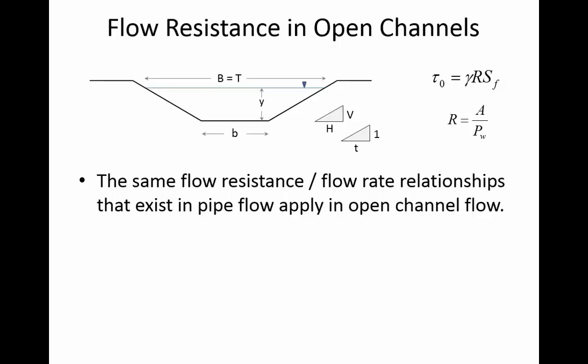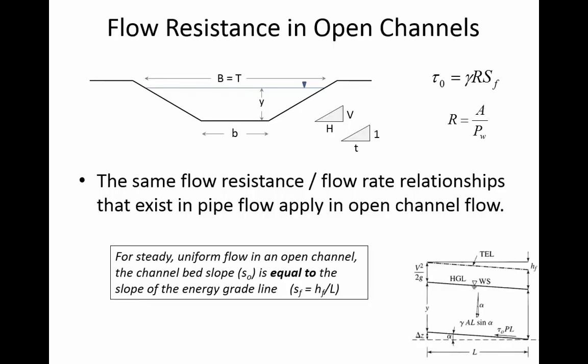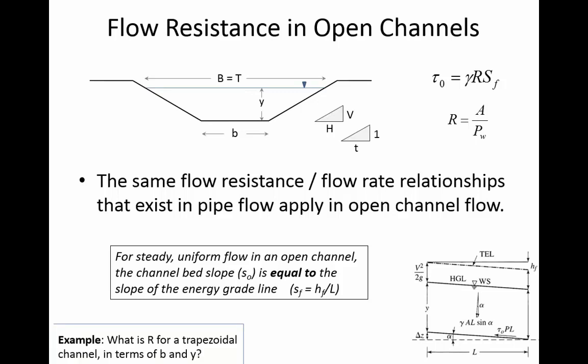So let's do that. Let's look at the area and hydraulic radius and wetted perimeter for a trapezoidal channel. All right, so what is the hydraulic radius for a trapezoidal channel in terms of b and y? Lowercase b is the bottom width. Capital B, in some texts it's assigned the variable T to mean top. That is the top width.